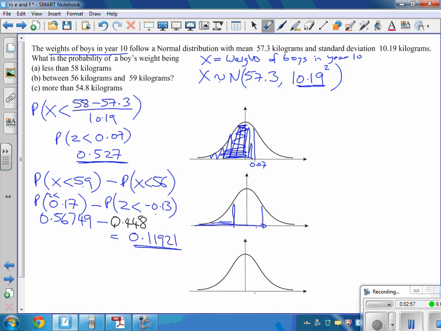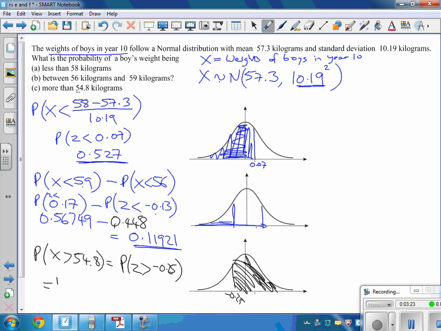C, last one then, more than. So the probability that X is bigger than 54.8. Same as before, take away the mean and divide by the standard deviation, gives us minus 0.25. We want to be bigger than minus 0.25. We're looking at something like this part here. It's going to be bigger than 0.5, of course.